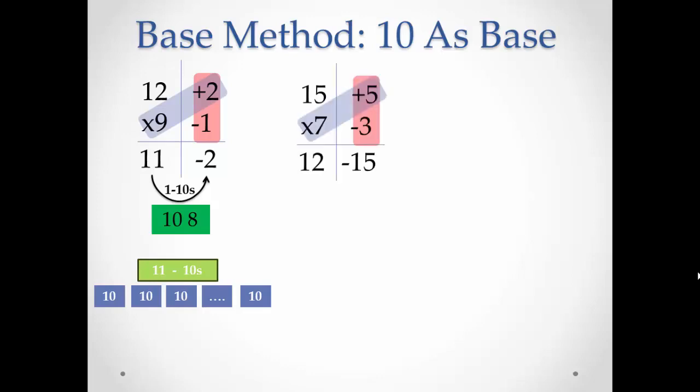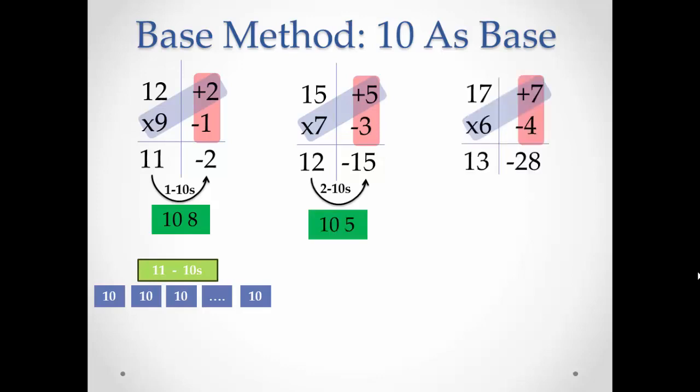Let's take another example. 15 times 7. So it's 5 more than 10, and another one is 3 less than 10. 7 plus 5 is 12. So the left hand side of our answer is 12. And 5 times minus 3 is minus 15. Now how do we overcome it? On the left hand side we have got 12 tens. So removing 1 ten would not solve the problem. In this case we will be removing 2 tens, that is 20, and we are left with 10 tens on the left hand side, and 20 minus 15 is 5. So 105 is the answer.